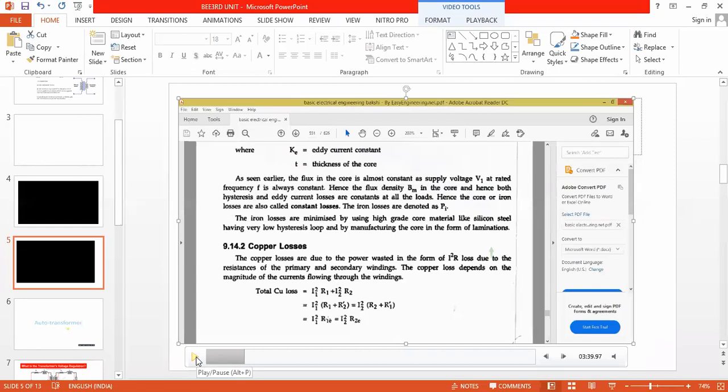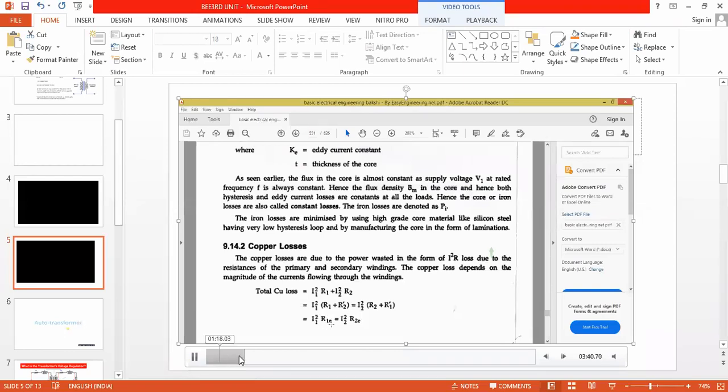So how many losses are there in a transformer? Two losses: core loss or constant loss, and copper loss or variable loss. For copper loss, only one formula we write. Core loss is again divided into eddy current loss and hysteresis loss.